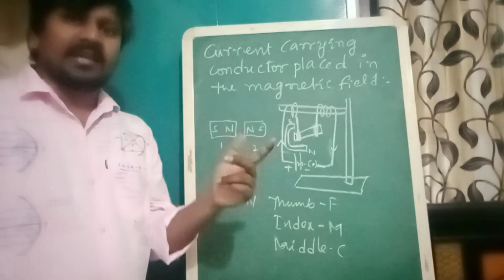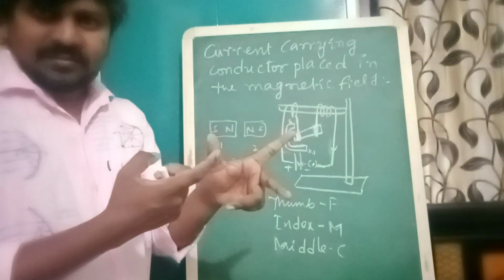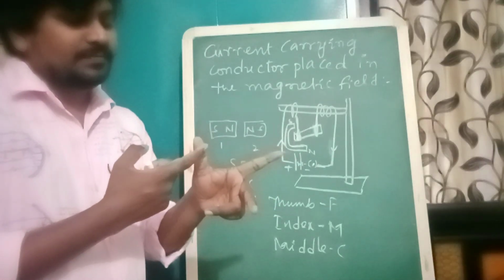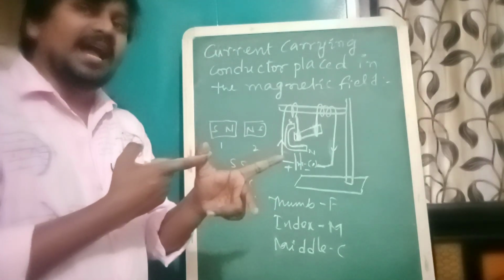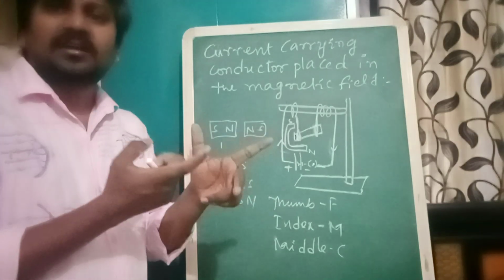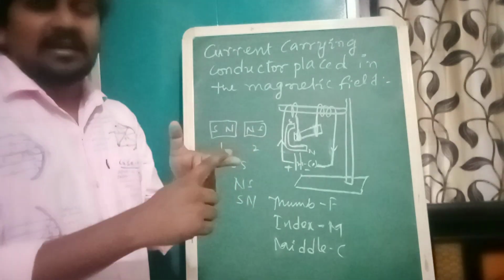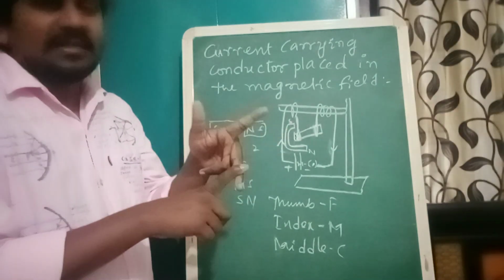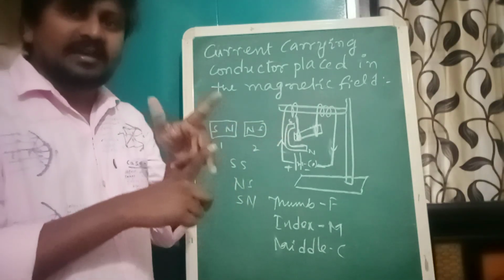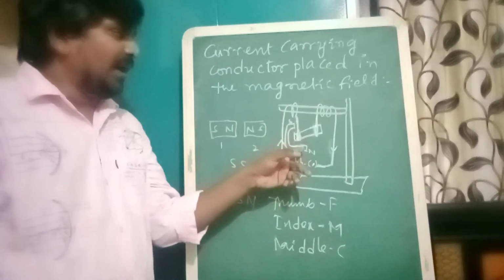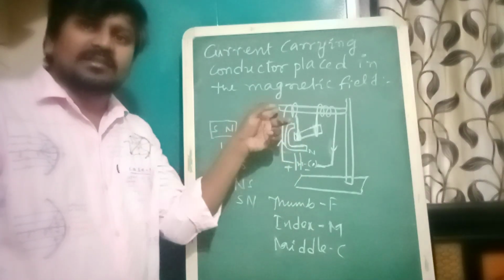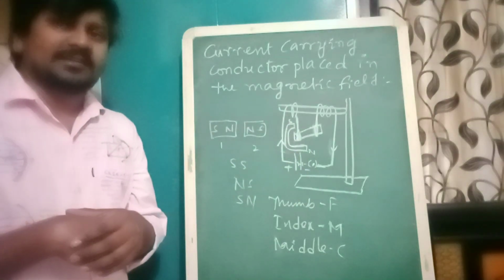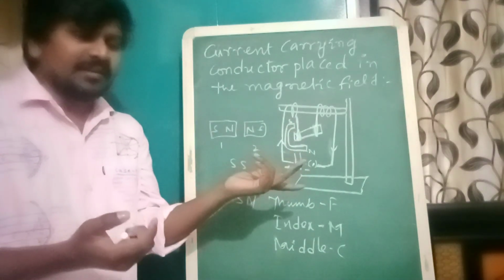Once again, you can see the thumb represents the force acting on the conductor, or the movement of the conductor also we can see, and the index finger represents the magnetic field, and the middle finger represents the current direction. Here the magnetic field you already know, and the current you also know. So we can identify the force acting on the conductor. Yes or no? We can identify.